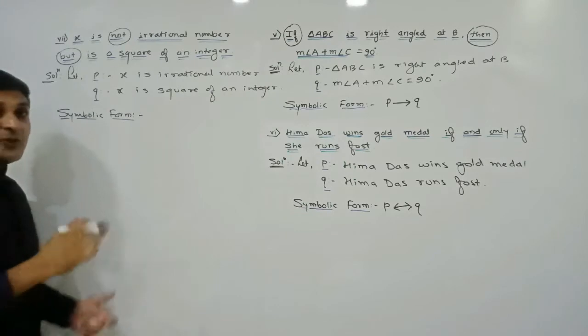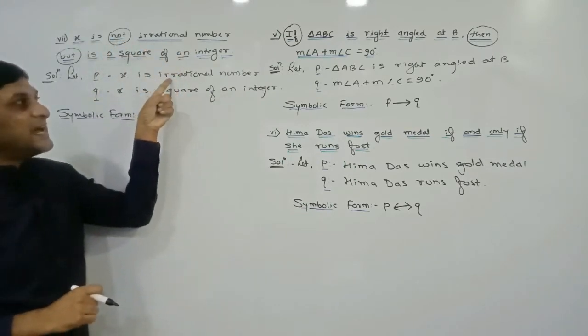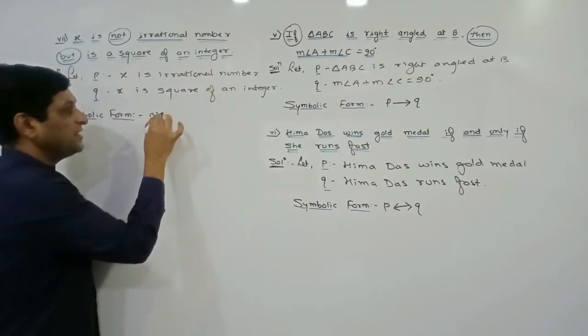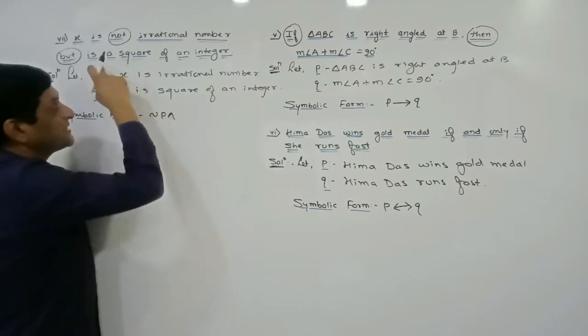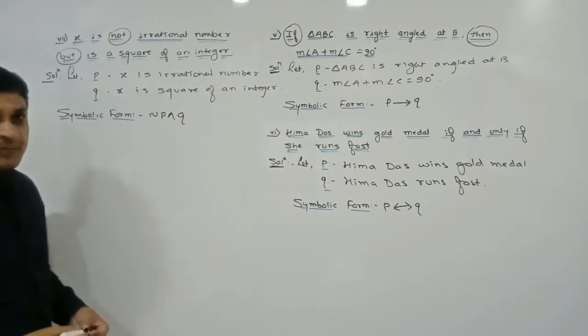So here if you observe, what is the first part? x is not irrational. Irrational means P. So not irrational means what? Negation P. But means and. And the second part we have denoted by Q. So in this way we have got the symbolic representation.